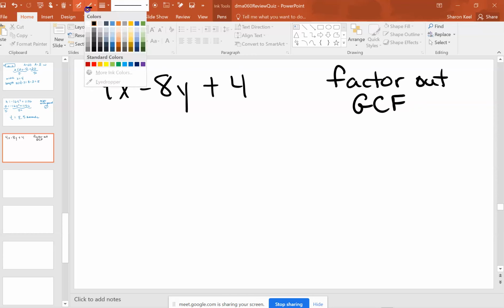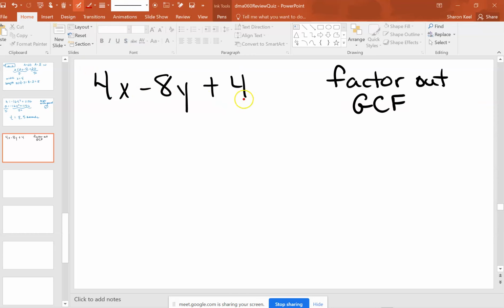So when we look at this problem and we look at our numbers, we have a 4, an 8, and a 4. The greatest common factor that goes evenly into all of these numbers is going to be the number 4. So for our answer, we can't give just 4. We're going to have to write what we have left.